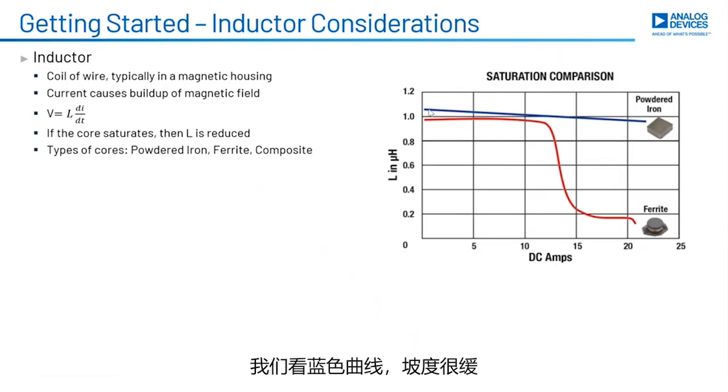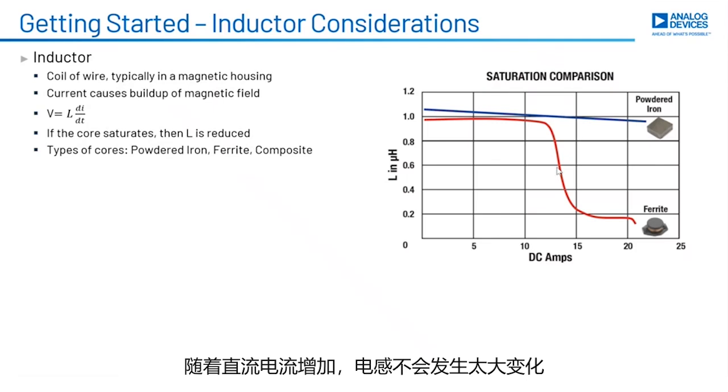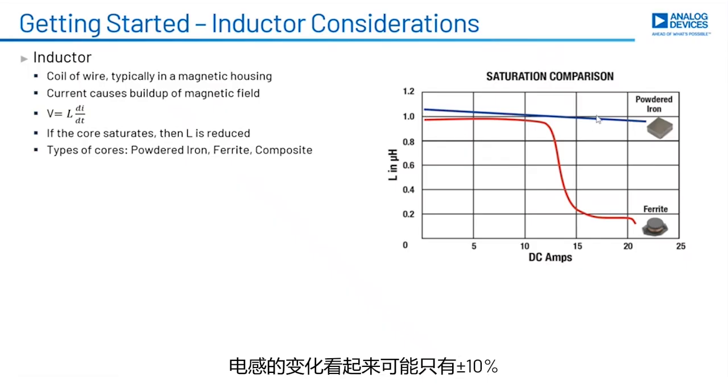We see the blue curve. The slope is quite shallow, so there isn't much change in the inductance as the DC current increases. And it only looks like a maybe plus or minus 10% change in the inductance. So the vertical is inductance, the horizontal is DC current. So that's interesting to note.